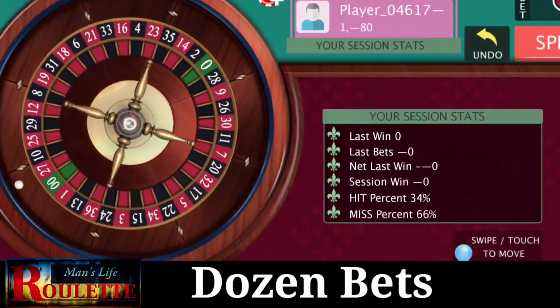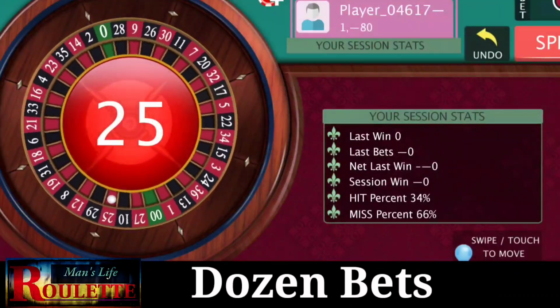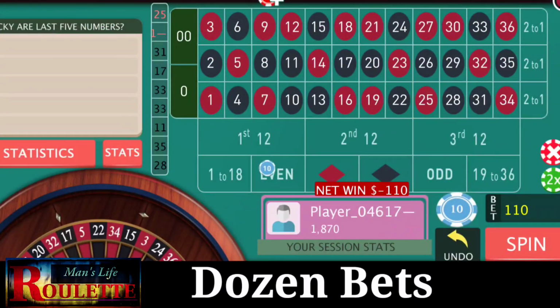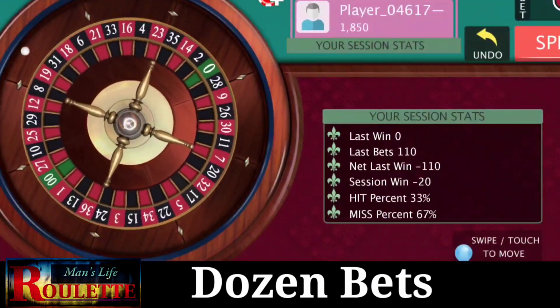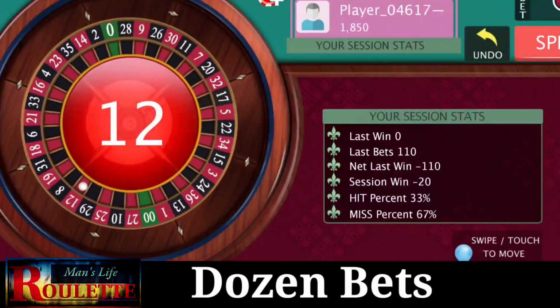2,420 is my target. So 25 this time. It's also a losing spin. So again I have to repeat, add $20 more and play. This time it's 12 and I win here.